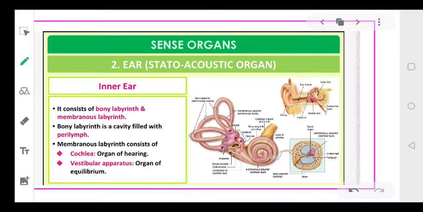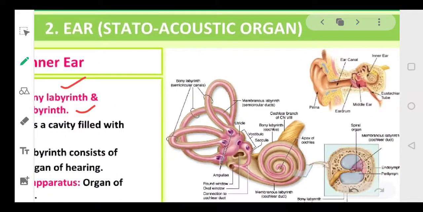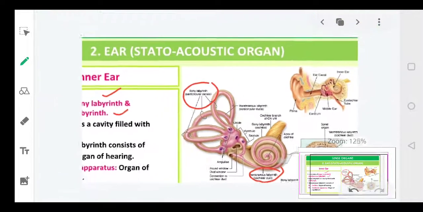Now the inner ear is basically made up of the bony labyrinth and the membranous labyrinth. So there are 2 parts, one is the bony labyrinth and the other is your membranous labyrinth. If you look at this, this is your membranous labyrinth, and this particular part is your bony labyrinth. This bony labyrinth is made up of semi-lunar valves.